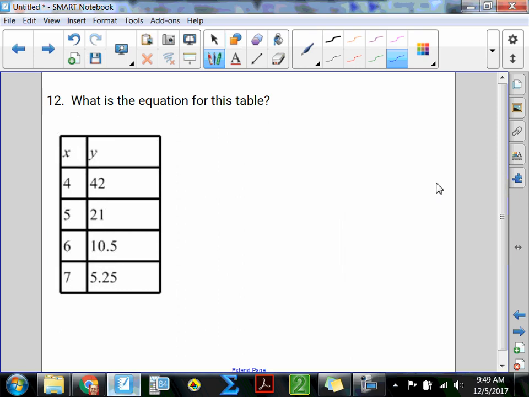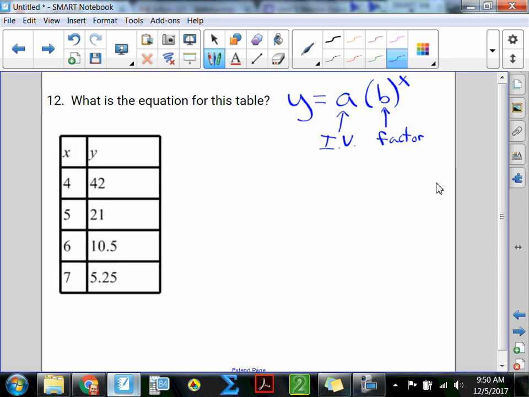Okay, for number 12, I need to write the equation of the table, y equals a times b to the x. The b is my factor, the a is my initial value, but it also multiplies all the values and makes them larger or smaller. We get the initial value on the table by finding the y-intercept, so we'll do that second.